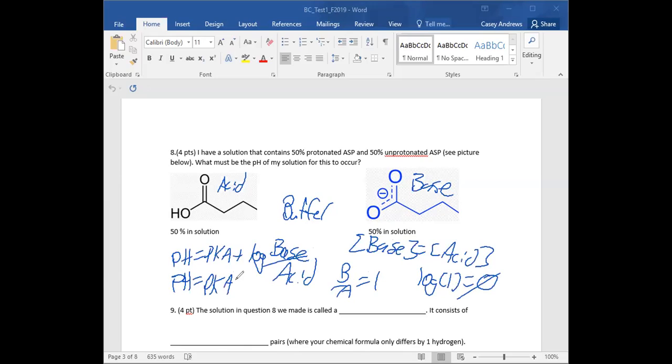This question was really, what is the pKa of aspartic acid, right? Tricky, tricky. That's the answer. It's the pKa of aspartic acid, the side chain.